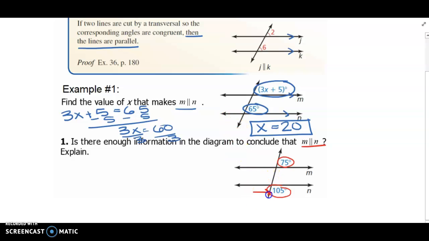If this angle here is 105, what do we know has to be the measure of this angle here? Well, they are a linear pair, and we know linear pairs are supplementary, so this has to be 75 because 75 plus 105 is 180. Now, if we know this has to be 75, don't we have that corresponding angles are congruent now? So the answer here would be yes, by everything I just said.